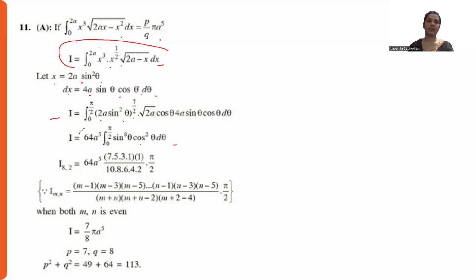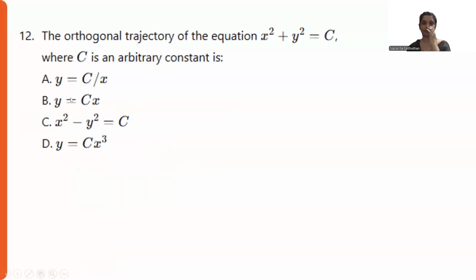So from there we want to find the integral of sine 8 theta cos theta, not only I. So we put the value, because this is a gamma function. We put it, and from there we get I to be 7 by 8 pi a5. So we have p to be 7, q to be 8. So we have p square plus q square is going to be this particular value, right? So from there we can say that our option A is going to be our correct option, right?